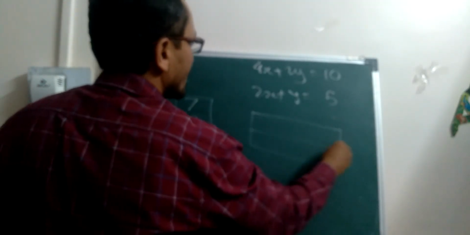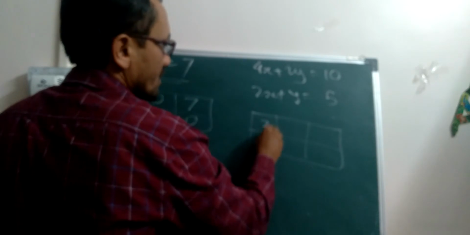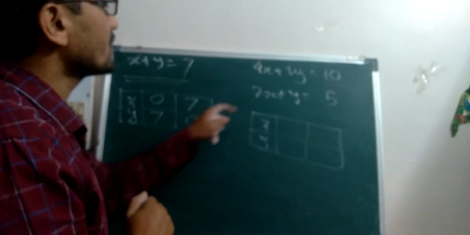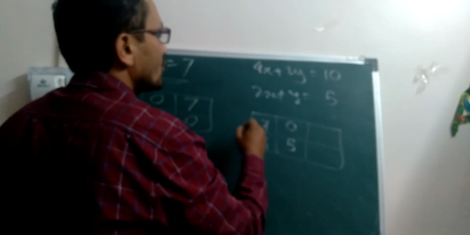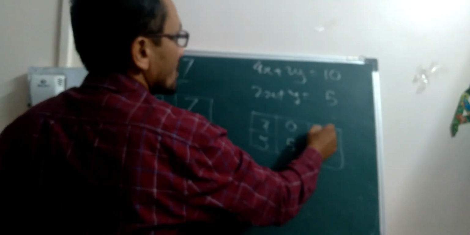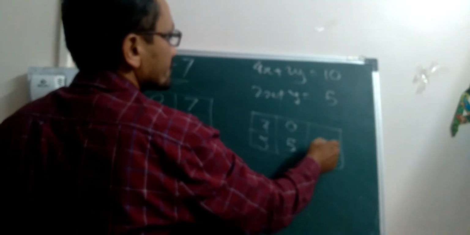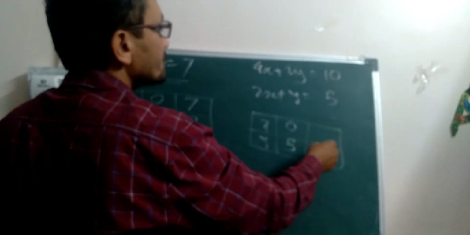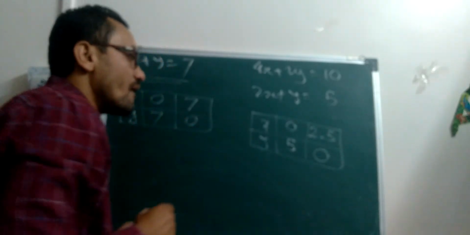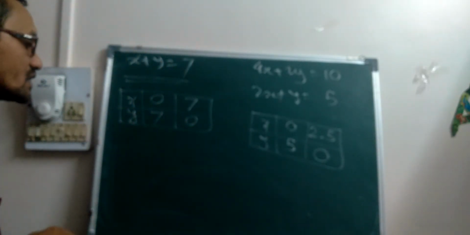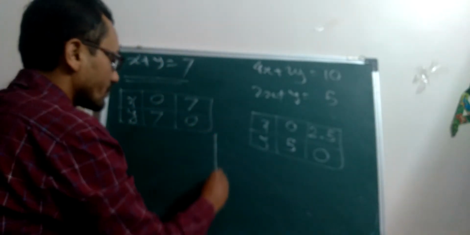Here also we will take the same thing, x and y, for the other equation of the line. If you put x equal to 0, what is y? y is 5. And if you put y equal to 0, x is nothing but 5 by 2, which is 2.5. Now by using this, we just draw the lines.